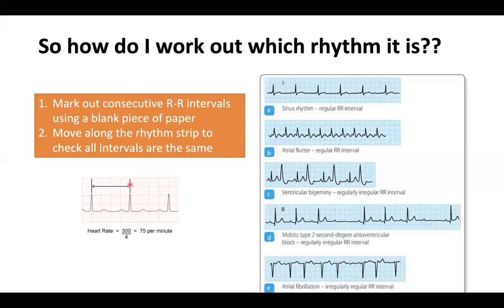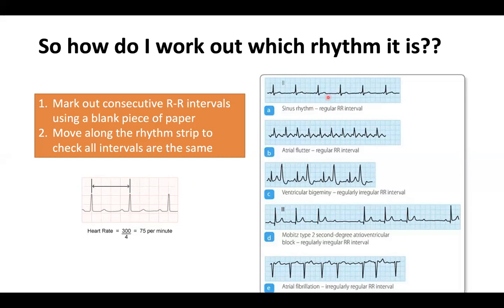So in a regular rhythm, this should be constant and shouldn't change. The RR interval should be the same. And then if it's regularly irregular, if you plot a few of these, you might notice a repeating pattern. And then, of course, irregularly irregular, there won't be any pattern. So each of these intervals are going to be changing. So the next R wave could be somewhere here, then the one after that somewhere here, and so on.